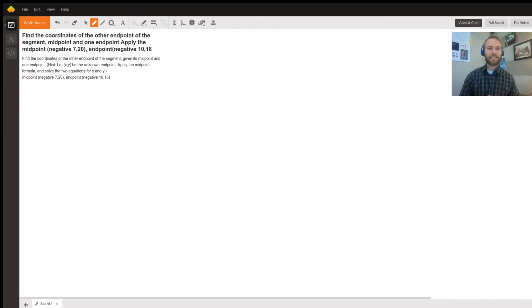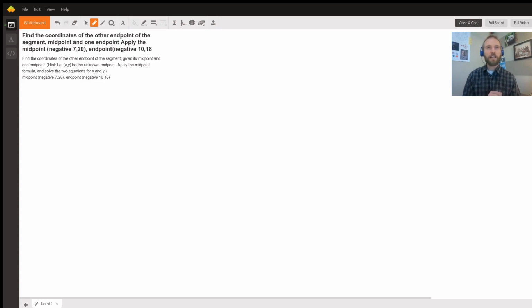Gavin P asks today, how do we find the endpoint of a line segment given already a midpoint and the other endpoint? And this problem actually asks us to solve it using the midpoint formula. So we're going to do that.